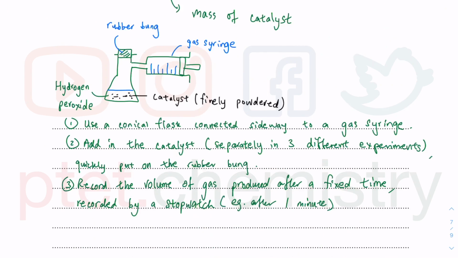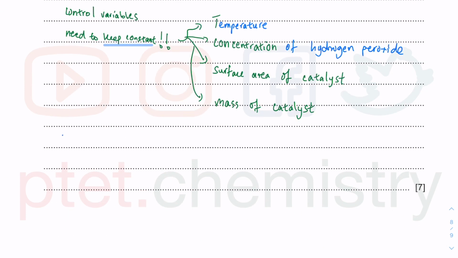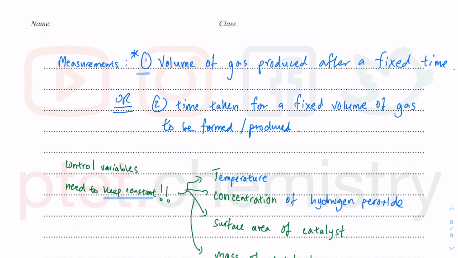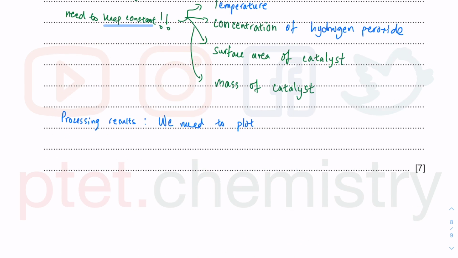What do we know about rate of reaction? So processing the result, we need to plot. What are we collecting? The volume of gas collected after a fixed time. If we are just looking at number 1, we need to plot the volume of gas produced, the volume of oxygen produced after a fixed time, against the 3 different catalysts.